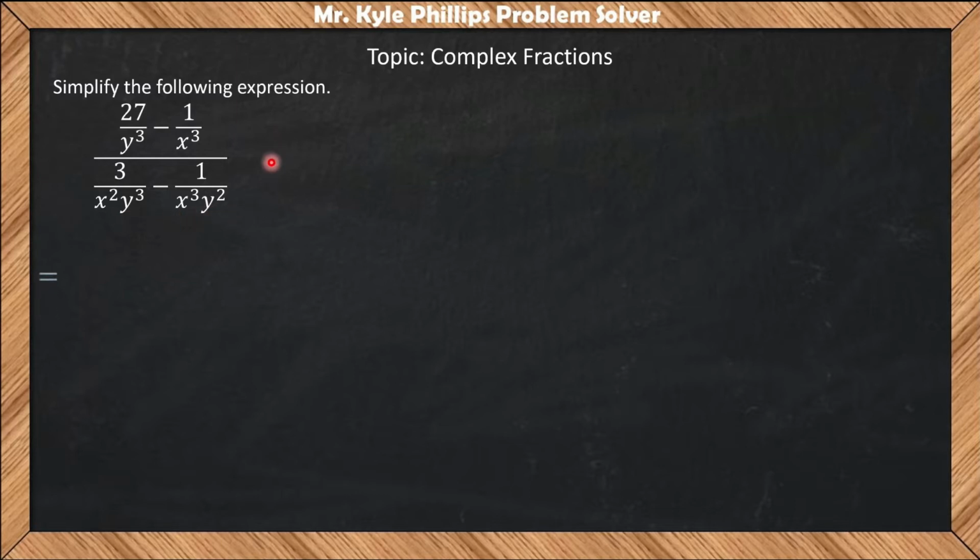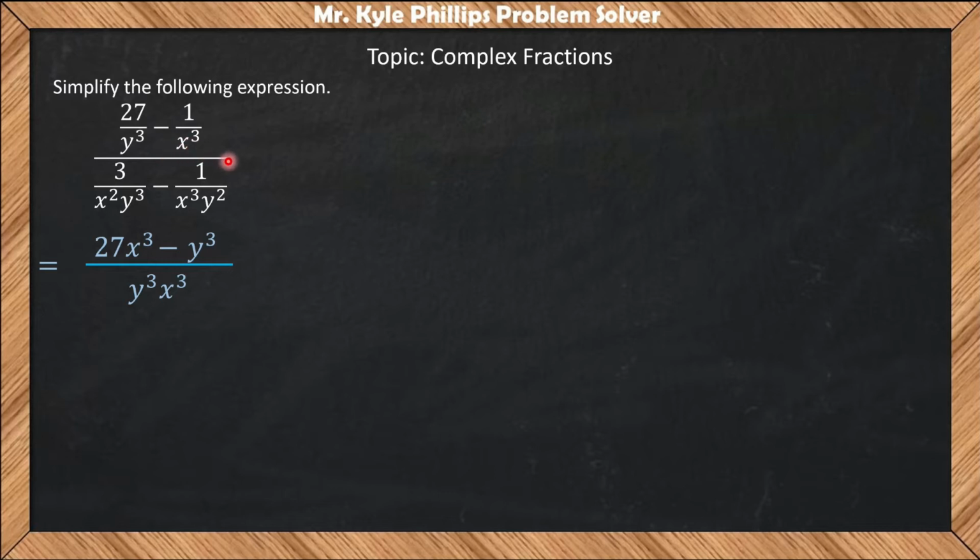So here's what we'll do. We'll work with the numerator first and we'll go ahead and try to reduce this to one fraction. To do so, you need common denominators. The easiest way to do this is to use cross multiplication. So we'll say 27 times x to the third. That gives us 27x to the third. The sign in the middle never changes, so we'll bring that up here. And then y to the third times 1 is just y to the third. Now we multiply our denominators. Y to the third times x to the third is y cubed x cubed.